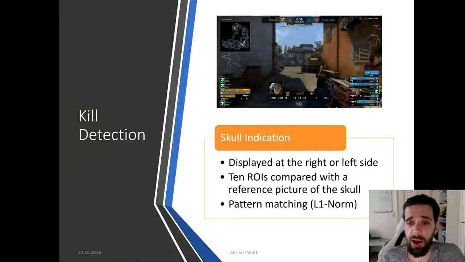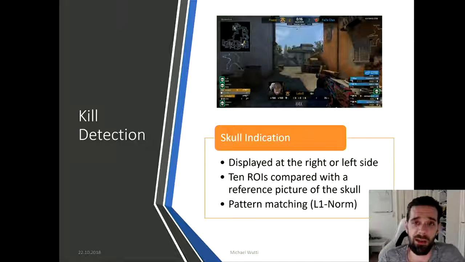For the kill detection, I used the skull indications on the left and the right side of the video. I extracted 10 regions of interest where a skull could possibly appear and compared them with a reference image of the skull. The comparison is implemented with a pattern matching approach using the L1 norm, and with this technique I was able to count the kills from the video content and to find the beginning of a killstreak.